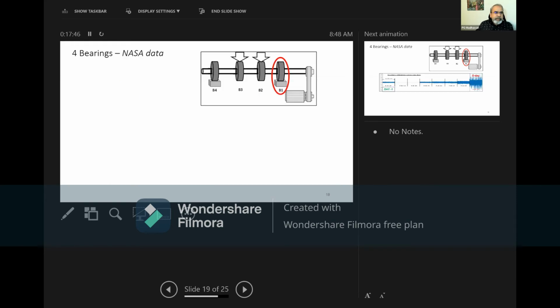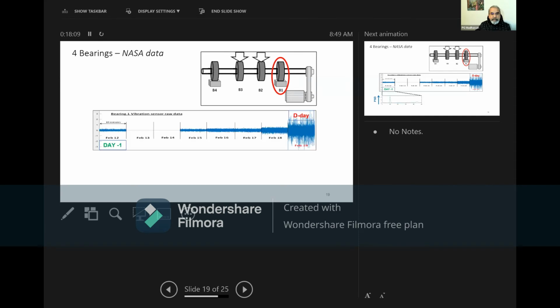So let me give you a specific example. There's a celebrated NASA data set. This is actually a 4-bearing setup with a motor driving it, and they recorded the data continuously. It was run to failure to really produce the information that we can use to analyze things.